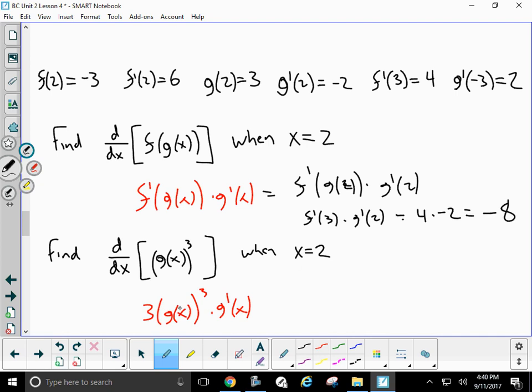Plug in 2, I get g of 2. So 3, this should be a squared. So 3 times g of 2 squared times g prime of 2. G of 2 is 3. 3 squared is 9. Times 3 is 27. G prime of 2 is negative 2. 27 times negative 2 is negative 54.